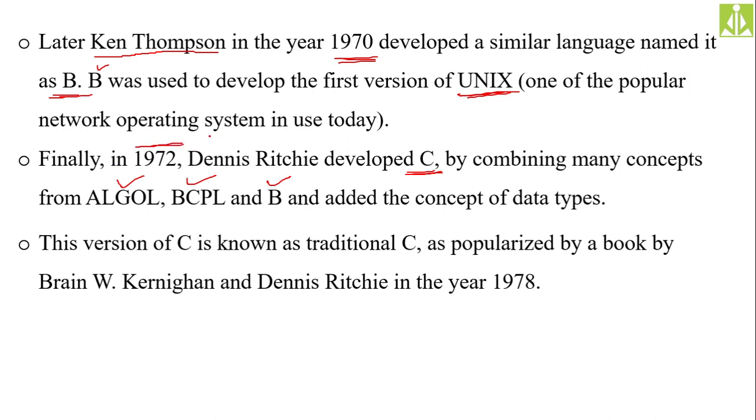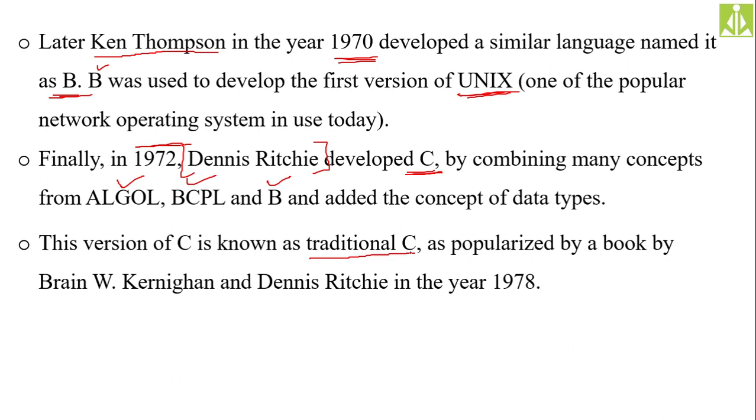The scientist who developed the C language is Dennis Ritchie. Remember this name. He developed it in the year 1972. This is the basic version, the first or initial version of the C language, and it is called traditional C. What the Dennis Ritchie team developed at Bell Laboratories, they called traditional C language.